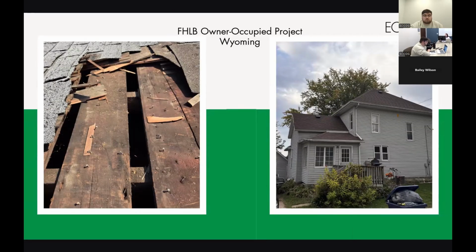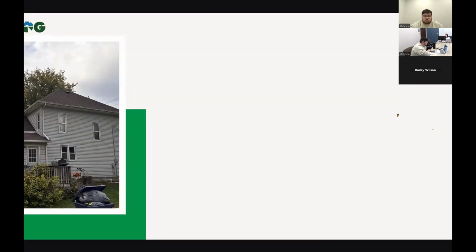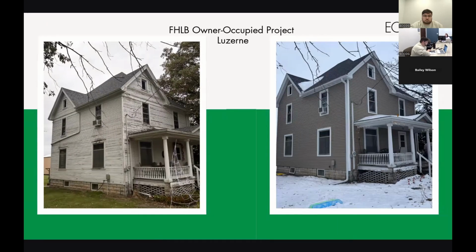Excuse me again. $12,000 may not sound like much, but I'd like to show you some pictures of the difference these small amounts can make in your community. Here is a roof that we did in Wyoming. You can see the roof was in serious disrepair. This is a project in Luzerne, vinyl siding and new windows, made a huge difference there.